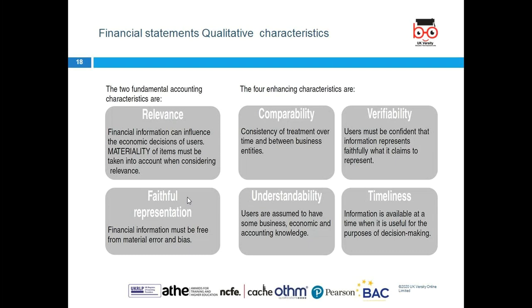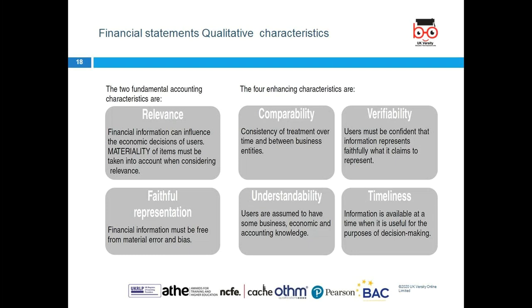Faithful representation: financial information must be free from material error. So all the material should represent true information in our accounts. Comparability is being consistent, last year, this year, right to left. Assets show first, liabilities show after. So all this, we need to look around.